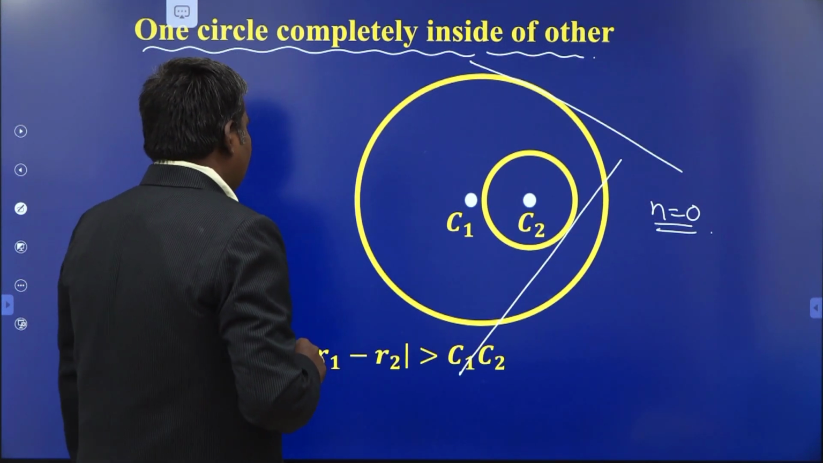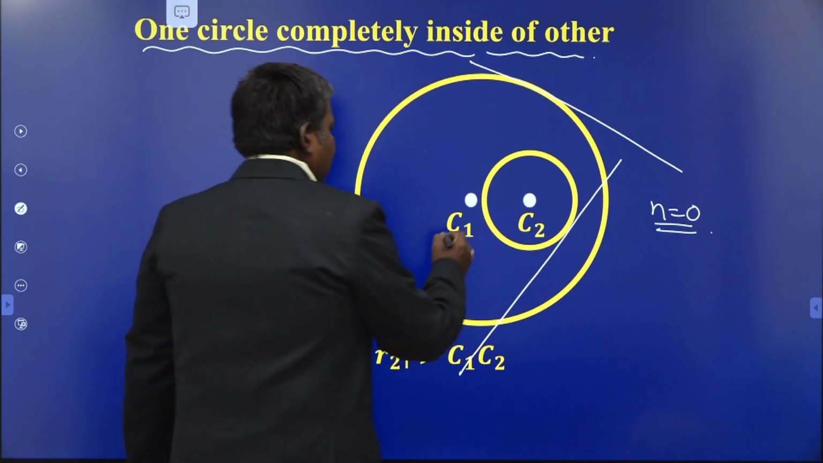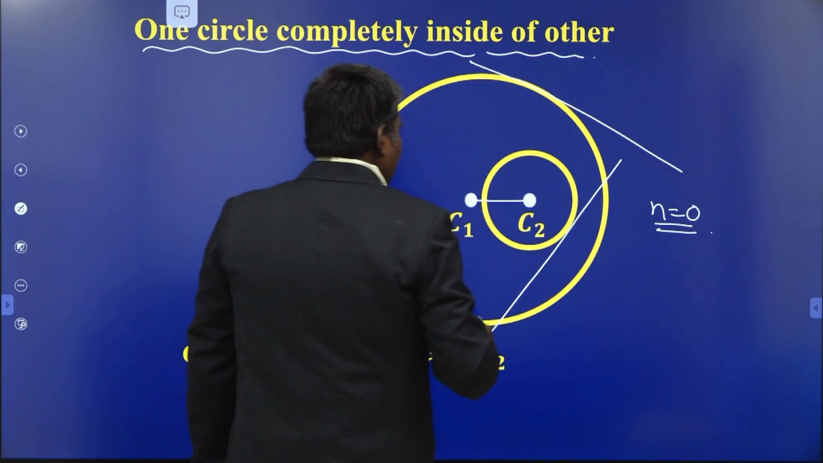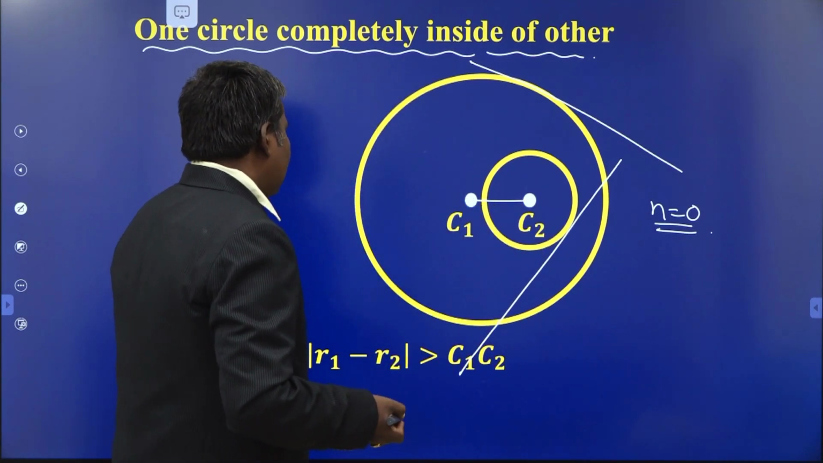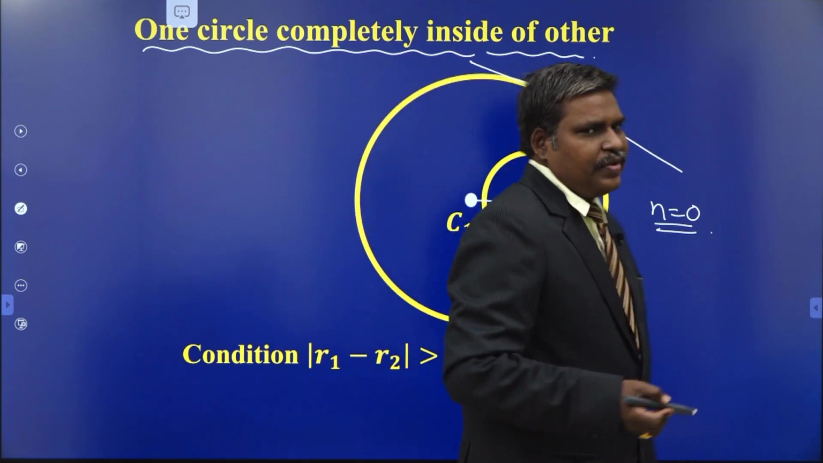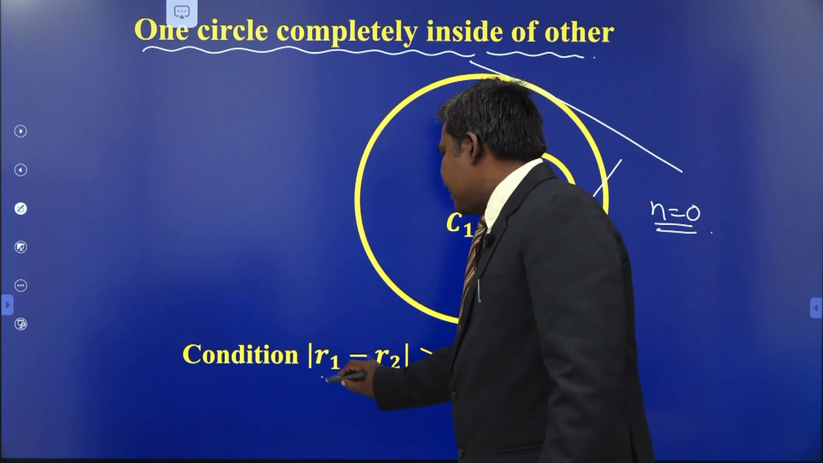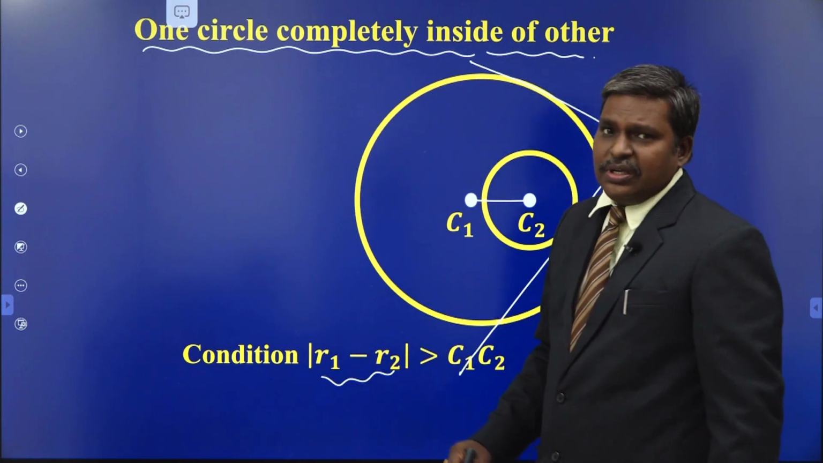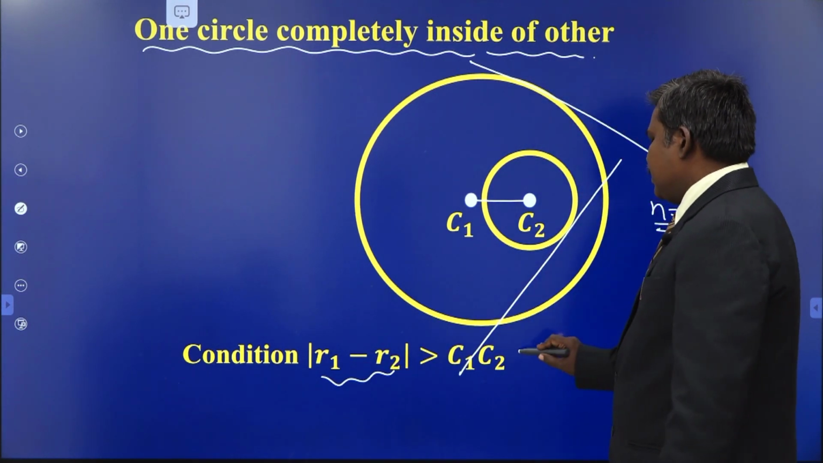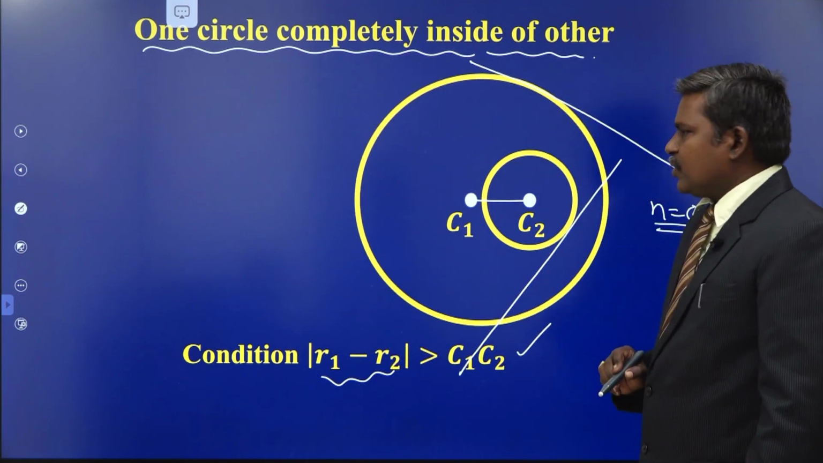Now tell me what is the condition here. This is the distance between the two centers, and at that time modulus of R1 minus R2, in all the previous cases R1 minus R2 was a very small value, here this becomes 0 here. Mod R1 minus R2 is more than the distance between the two centers.